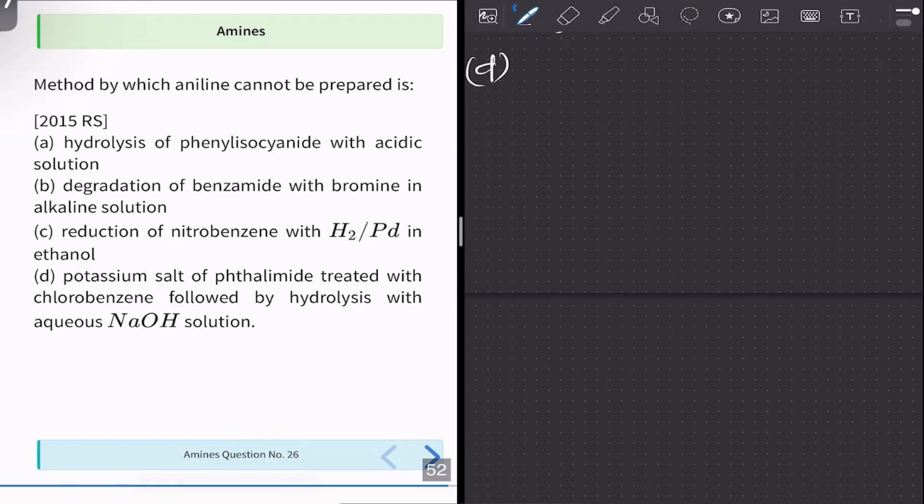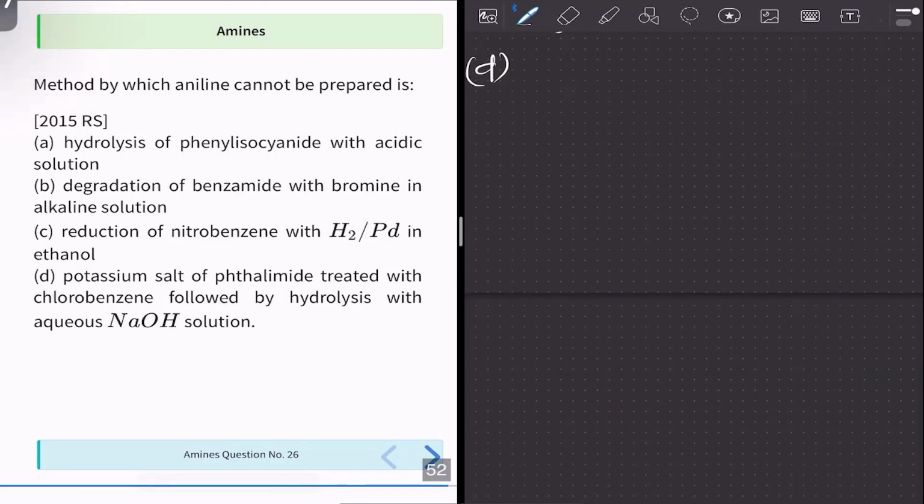We know, but let's read the option. Potassium salt of phthalimide treated with chlorobenzene followed by hydrolysis with aqueous NaOH solution. Okay, for the phthalimide reaction, the reaction must undergo a nucleophilic substitution reaction in the last step, but aryl compounds or chlorobenzene can't undergo nucleophilic substitution because the halogen group creates a partial double bond with the benzene ring by resonating structures. So the double bond is very difficult to break through a substitution reaction. So it will not undergo nucleophilic substitution reaction.